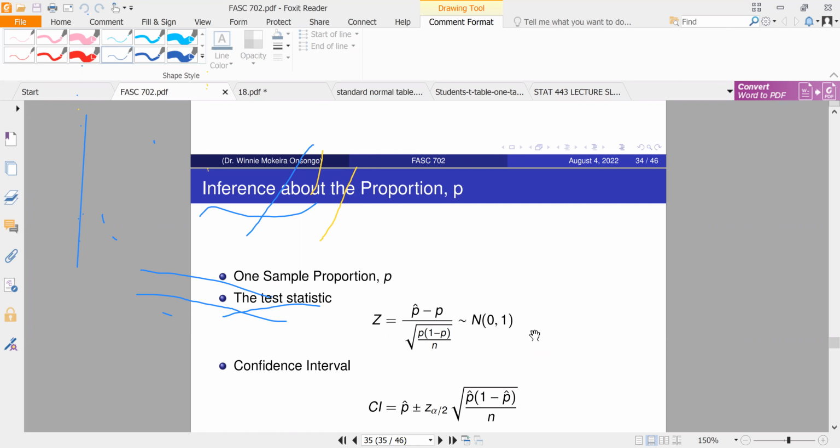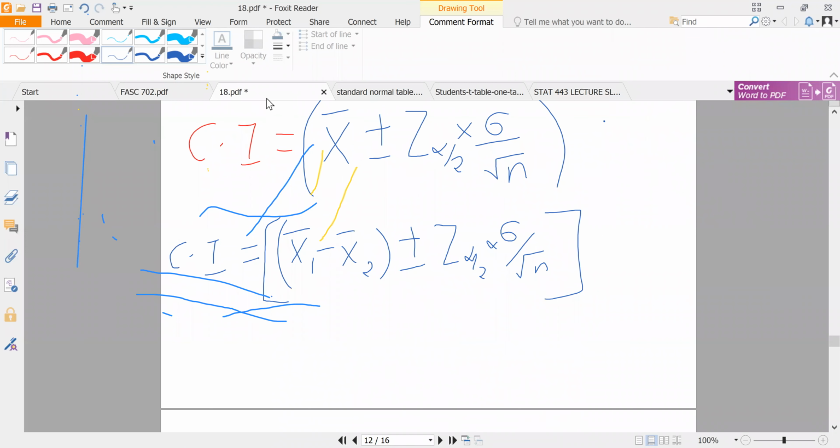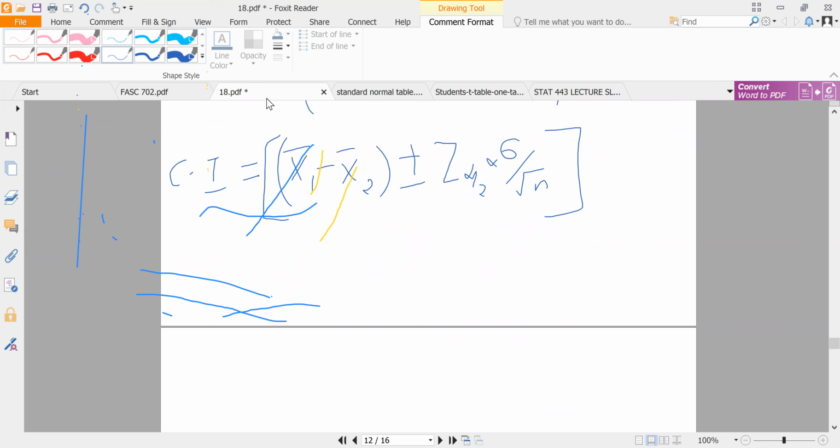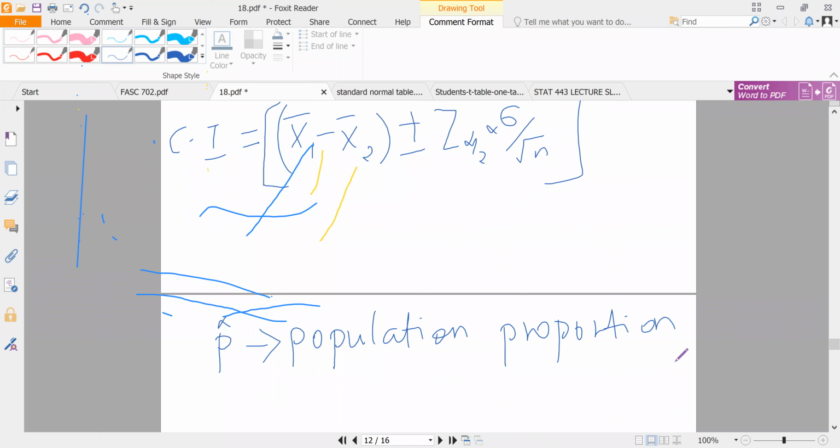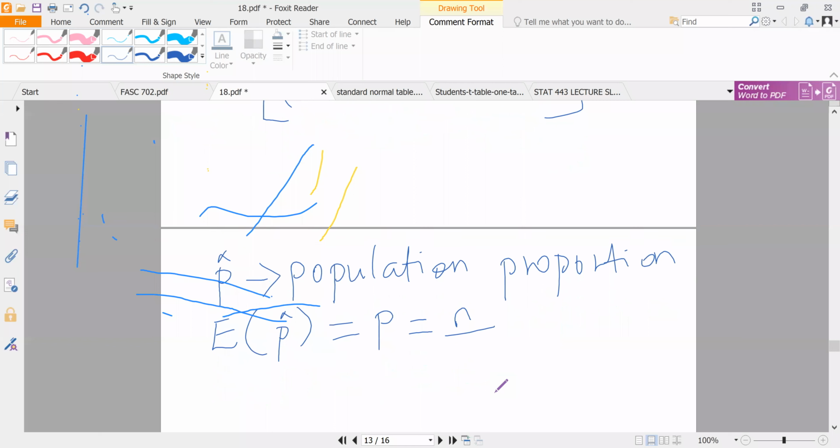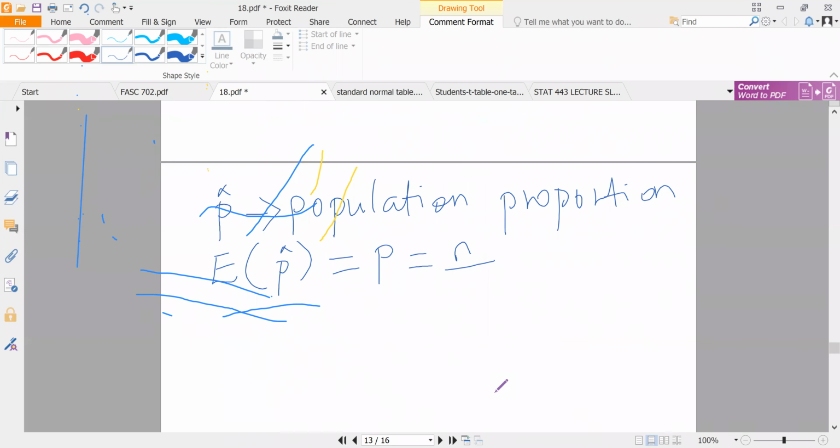And we were able to see that in that particular case, if P hat is the sample proportion of interest, the expected value of P hat is equal to the population proportion P. And this we found to be equal to n over A.